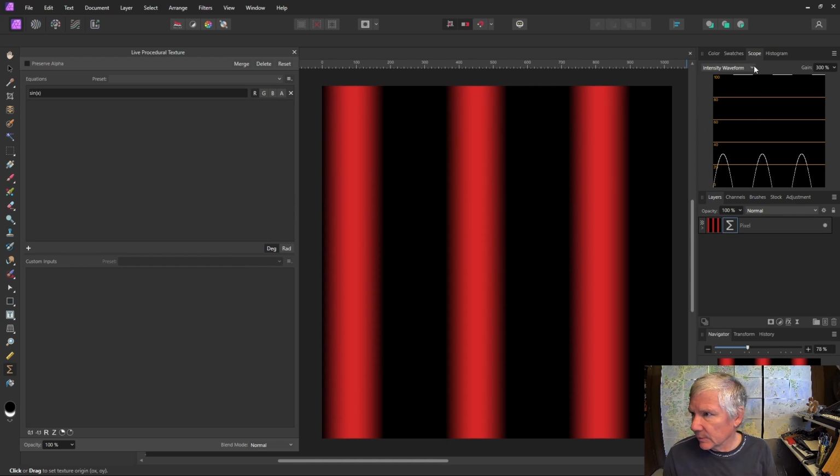And in the scope, if I look at the RGB waveform, I can see a nice smooth transition. Starts at 0, goes up to 1, and then comes down to 0 again. And then there's a gap, and that's because the function actually goes negative during this portion of it. It goes down to -1, and then it goes back up to 0, all the way up to 1 again.